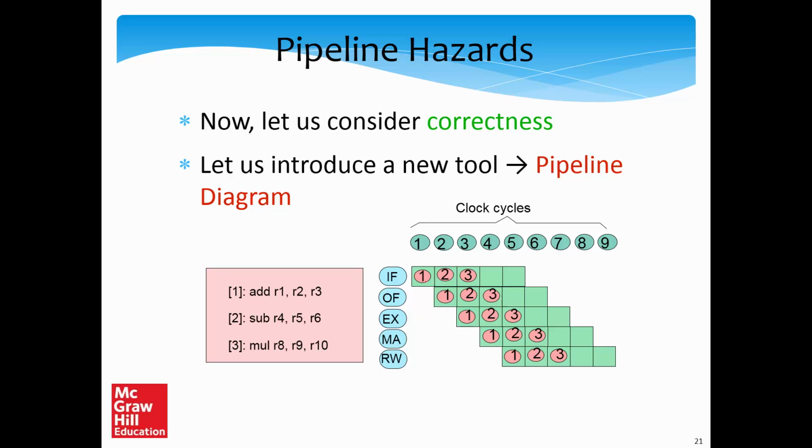So if you see, there are these square shaped cells. What we are essentially saying is that instruction 1, which can be of the form add R1, R2, R3, enters the IF stage in cycle 1. Subsequently, it enters the OF stage in cycle number 2. It enters the EX stage in cycle 3, the MA stage in cycle 4, and finally the RW, the register write stage in cycle number 5, and then it exits the pipeline. So it finishes its execution and it completes.